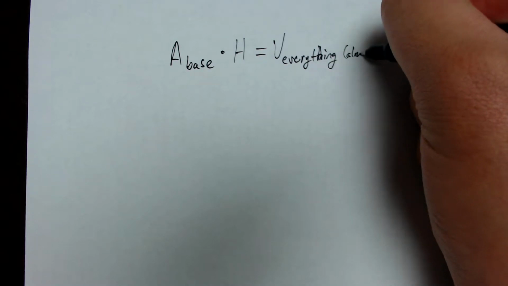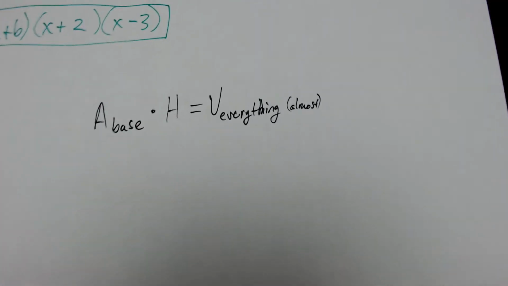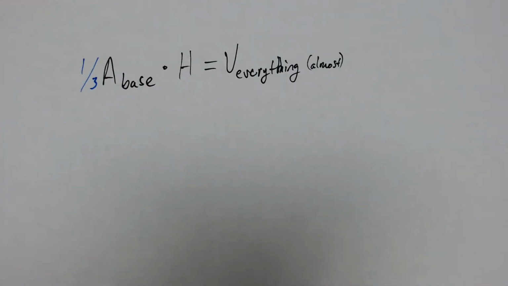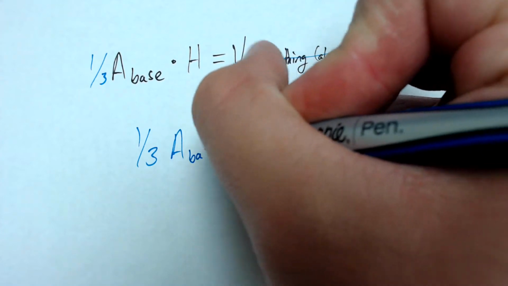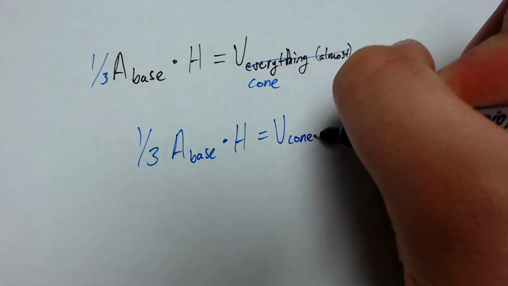Almost. So now let's talk about the volume of a cone and a pyramid. So the funny thing about volume of pyramids and cones is that their volume is exactly 1/3 times this. And then we can go ahead and change that to cone. So the volume of a pyramid or a cone is 1/3 times the area of the base times the height. And that equals volume of cones and pyramids.